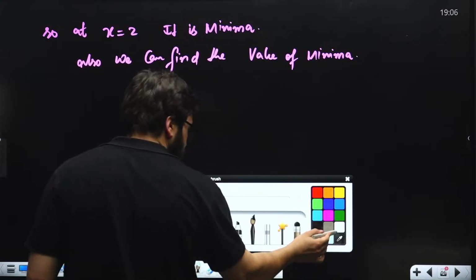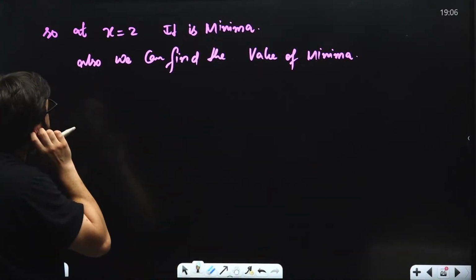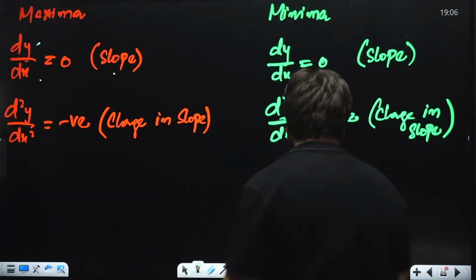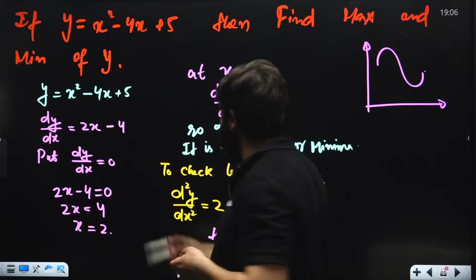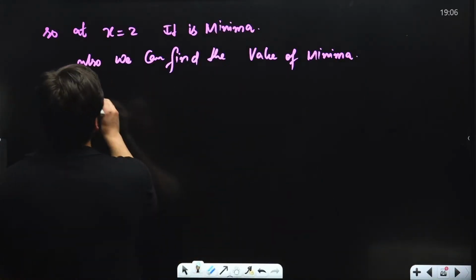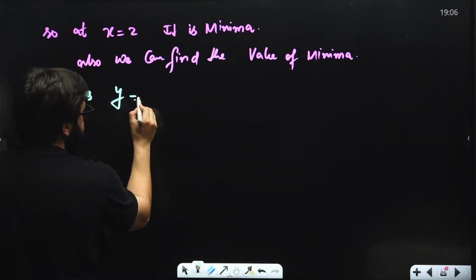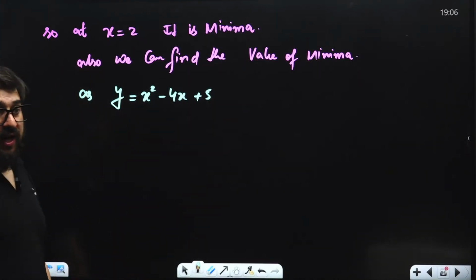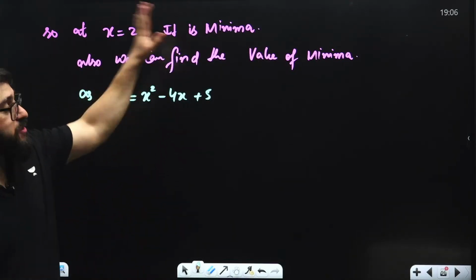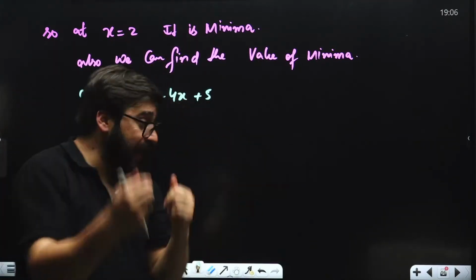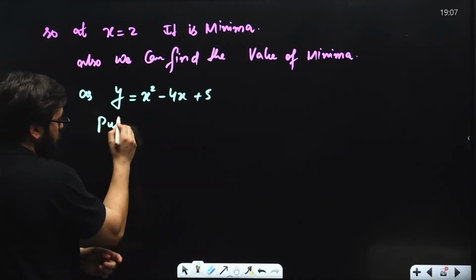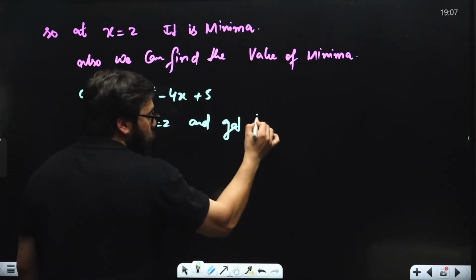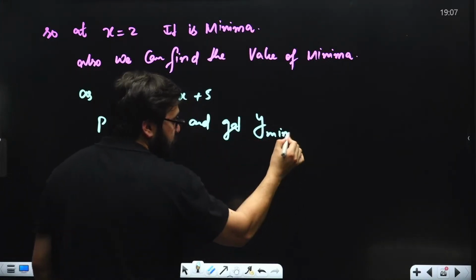See, guys, I can write over here. What is the value of y? So y is equal to x square minus 4x plus 5. I have told you at x is equal to 2, it is minima. What is the value of minima exactly? So I say put x is equal to 2 and get the minimum value of y.